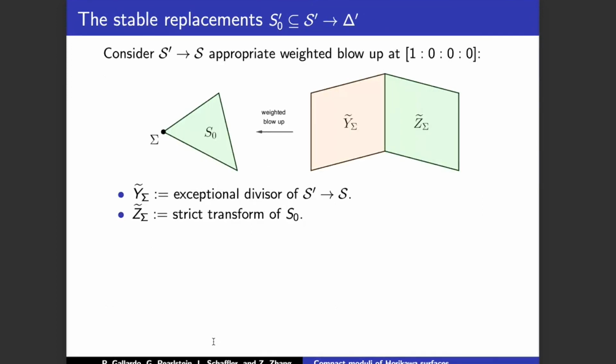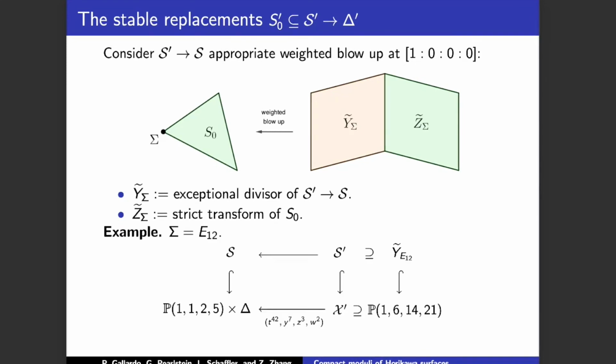Now you should just take a single weighted blowup of S at the point 1, 0, 0, obtaining S prime. Y sigma tilde will be the exceptional divisor of this weighted blowup. Remember, we're blowing up a threefold, so we obtain an exceptional surface. And Z sigma tilde will simply be the strict transform of the original central fiber S0. Let me show you this in, again, this running example of E12.